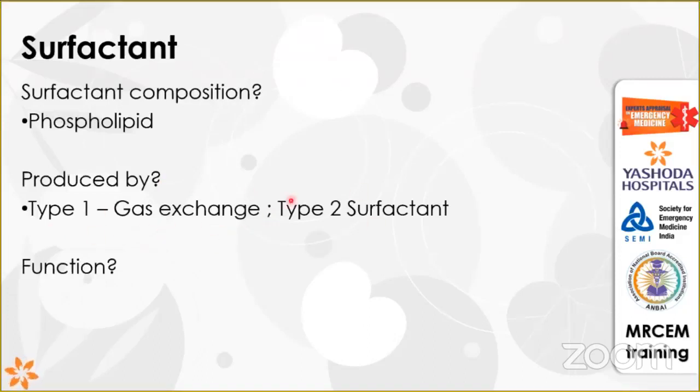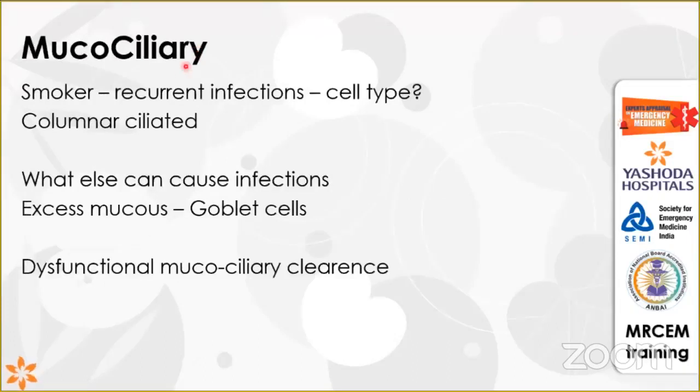Someone is a smoker with recurrent infection. Why? Which cell is destroyed? Smoking destroys the columnar ciliated epithelium. So that leads to improper ciliary function. And also there is excess mucus production from the goblet cells. So together, the sputum is not sent out. So it keeps accumulating. Now they will have recurrent infections. So this is because of dysfunctional mucociliary clearance.